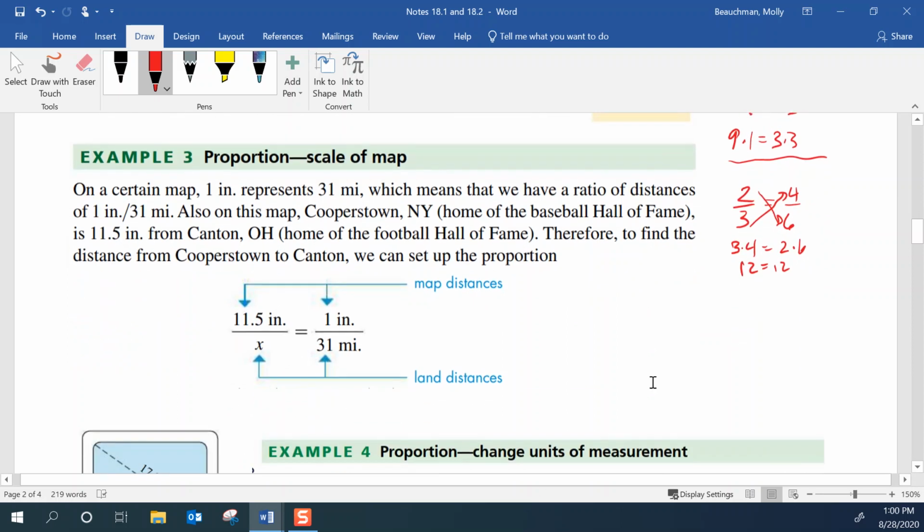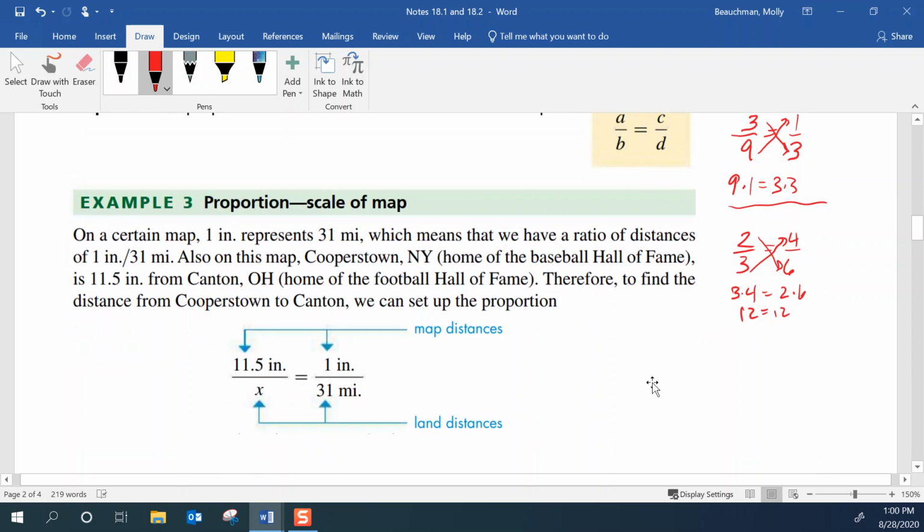Our first example of where proportions are used is the scale of a map. Anytime you're reading a physical map or blueprints, they put a scale on there. On a certain map, 1 inch represents 31 miles, which means we have a ratio of distances of 1 inch to 31 miles. Also on this map, Cooperstown, New York, home of the Baseball Hall of Fame, is 11.5 inches from Canton, Ohio, home of the Football Hall of Fame. Therefore, to find the distance from Cooperstown to Canton, we can set up a proportion.